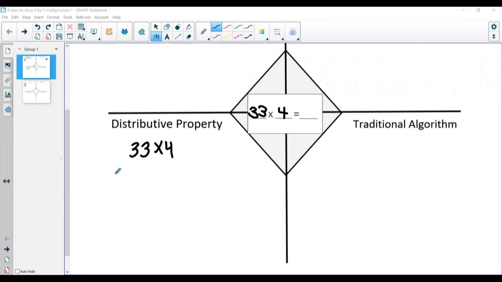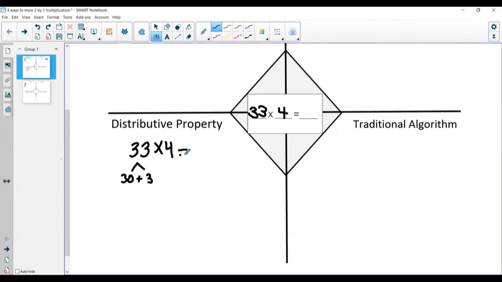Now I'm going to teach you the distributive property. First, I'm going to decompose the 33 in 33 times 4. 33 is going to be decomposed into its tens and its ones, which is 30 plus 3. The distributive property means that if I decompose 33, then 30 times 4 plus 3 times 4 is the same as 33 times 4. So that's what I'm going to do.